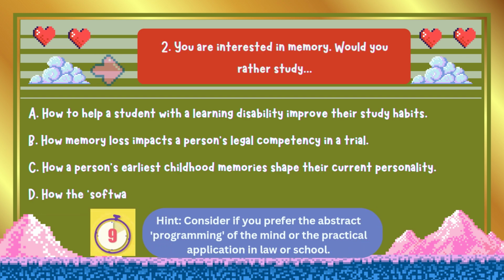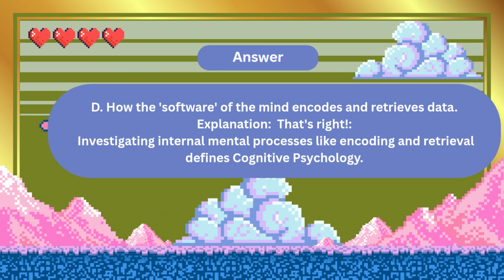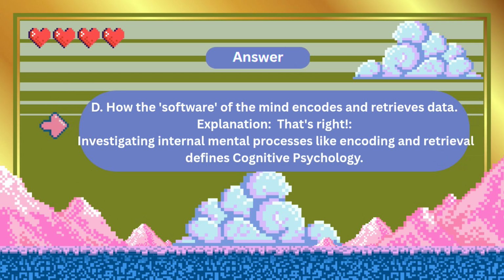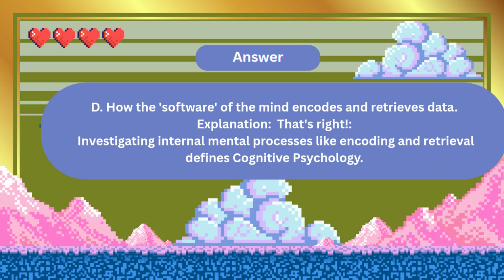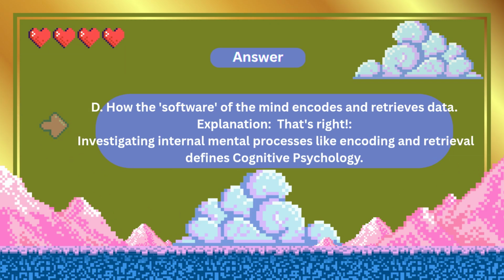Hint. Consider if you prefer the abstract programming of the mind or the practical application in law or school. Answer. D. How the software of the mind encodes and retrieves data. That's right. Investigating internal mental processes like encoding and retrieval defines cognitive psychology.